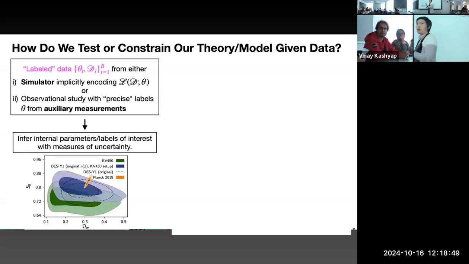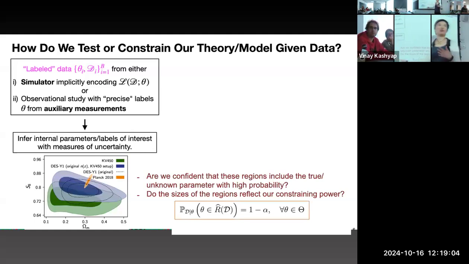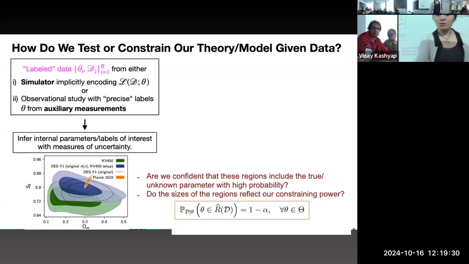You've probably seen pictures like this where you have region estimates. This is for cosmological parameters, and these region estimates have different constraining power for different surveys. The question is, can we trust these? Are we confident that these regions actually include the true unknown parameter with high probability? Can we say, for example, with 90% confidence, that these region estimates would include the true unknown parameter? And are these sizes actually meaningful? Do they reflect our constraining power, like how well we can estimate our parameters of interest?